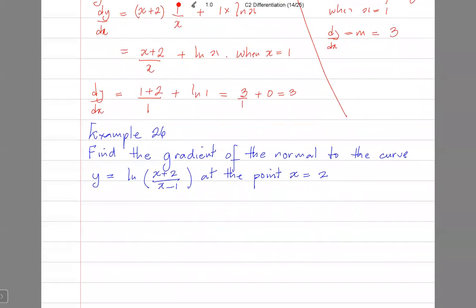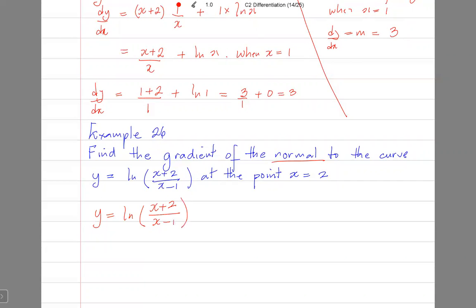All right, so this says find the gradient of the normal to the curve. So be careful also, this did not say tangent, it said normal. So if we're going to find the gradient of the normal, we have to first find the gradient of the curve, which is equal to the gradient of the tangent. So y is equal to ln of (x plus 2) over (x minus 1).